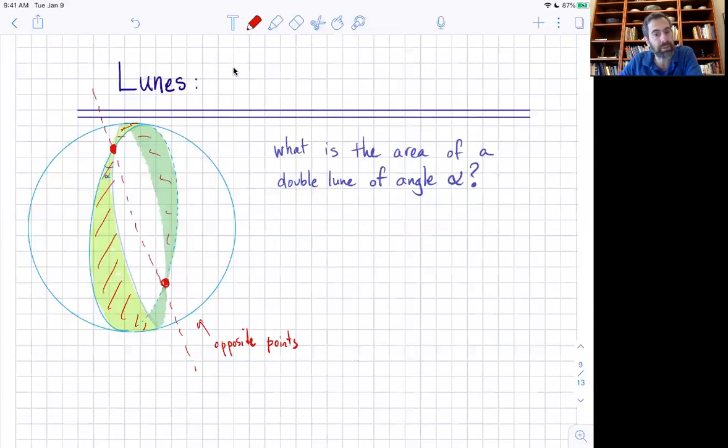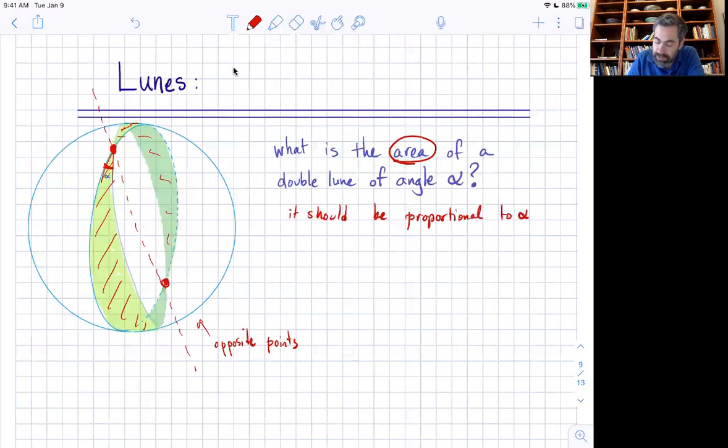So I'll call this a double loon because there's 2 of them. And I'm going to ask you, what's the area of a double loon if I know the angle between its great circles? So if the angle is alpha, what is the area? Well, let's see. It should be, let me write it down, proportional to alpha.